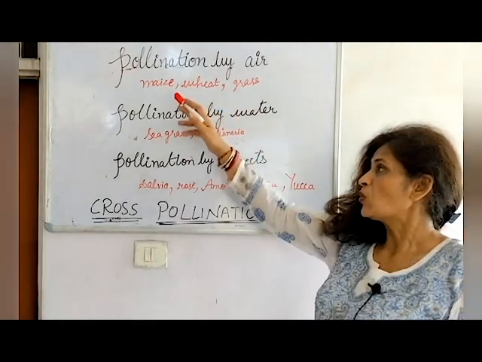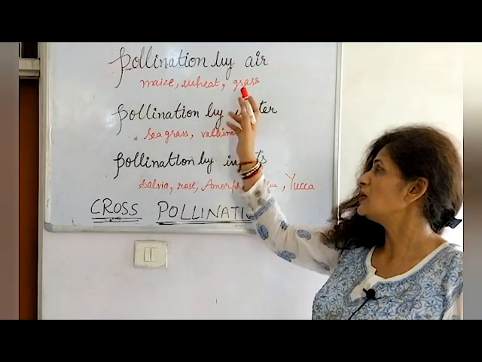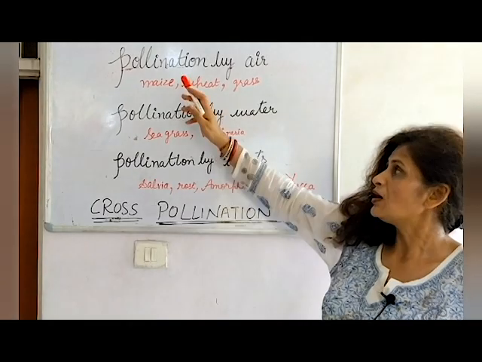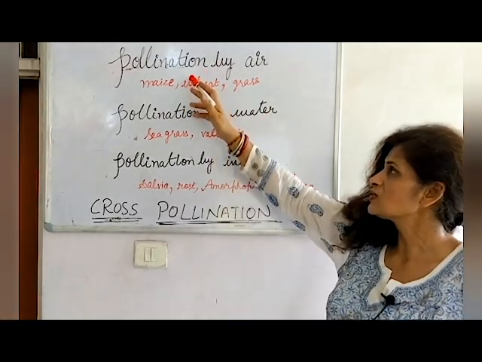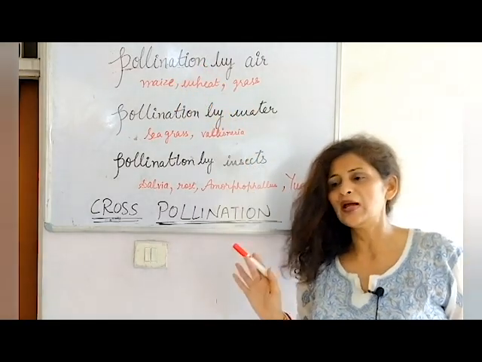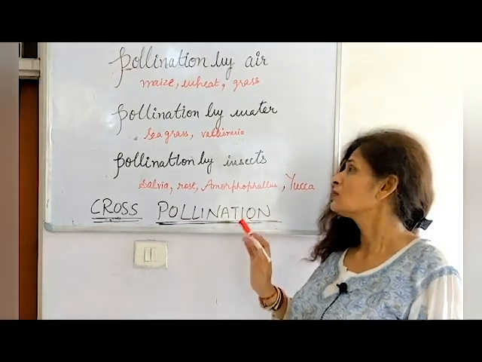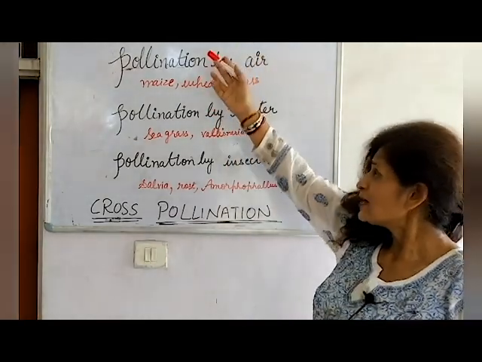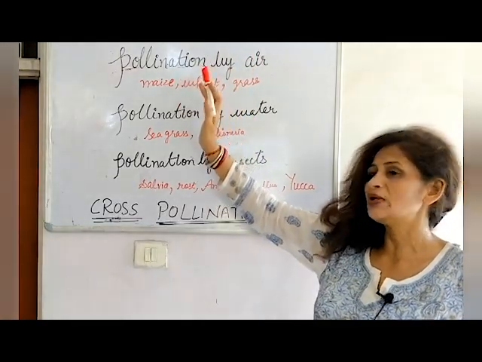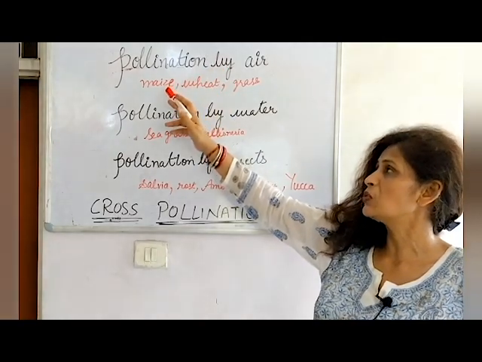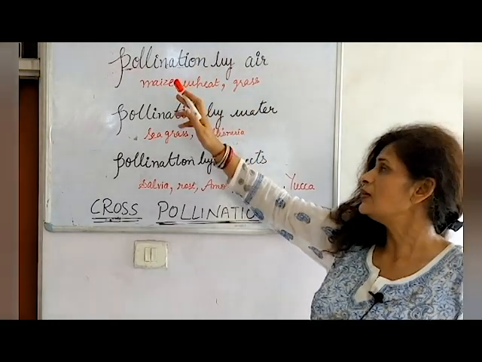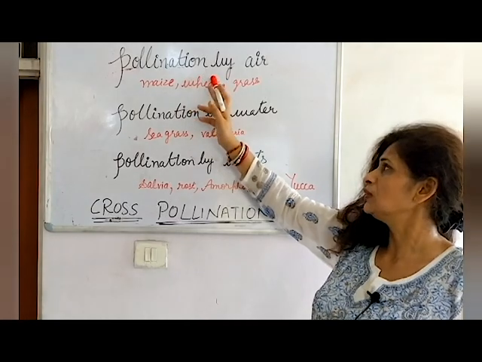It is specially found in monocot plants like wheat, grass, maize. Why? In them air helps in pollination because their flowers are not showy. They are small in size. They are not borne in inflorescence. And the major point, they don't produce any nectar or any fragrance. So that's why they are dependent on air, because insects and birds are not attracted towards dull colored flowers. So their flowers are mostly dull and small. So in them pollination occurs by air. Air carries the pollen grains from one plant to another plant.